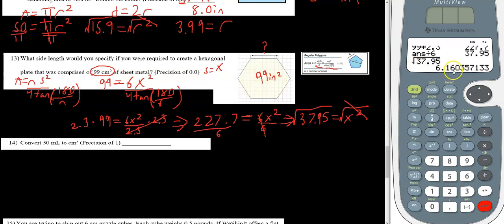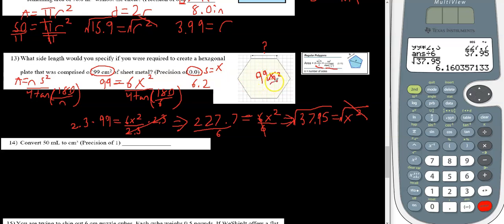6.16. And of course, it says precision of 0.0, which means round to the first decimal place. What do I get for this answer? Well, this 1 would round up to 2 because of this 6. And so I can write 6.2. And of course, my units would be, and we said inches earlier.